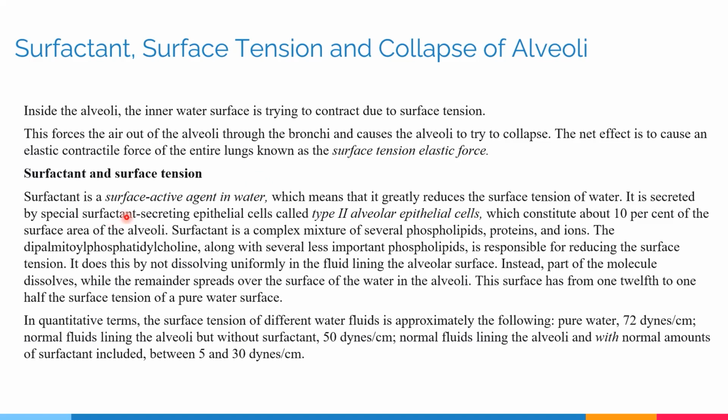Surfactant is a surface active agent in water, which means that it greatly reduces the surface tension of water. It is secreted by special surfactant secreting epithelial cells called type 2 alveolar epithelial cells, which constitute about 10% of the surface area of the alveoli. Surfactant is a complex mixture of several phospholipids, proteins, and ions.